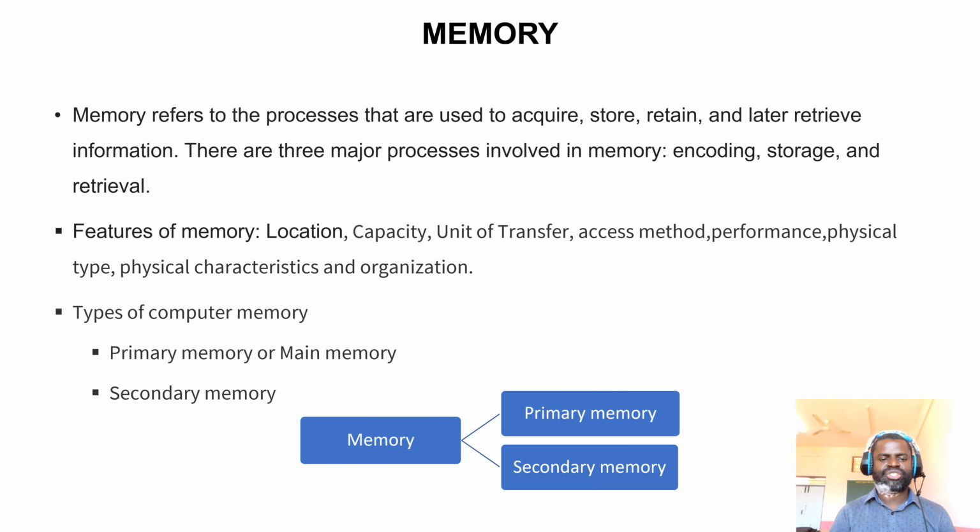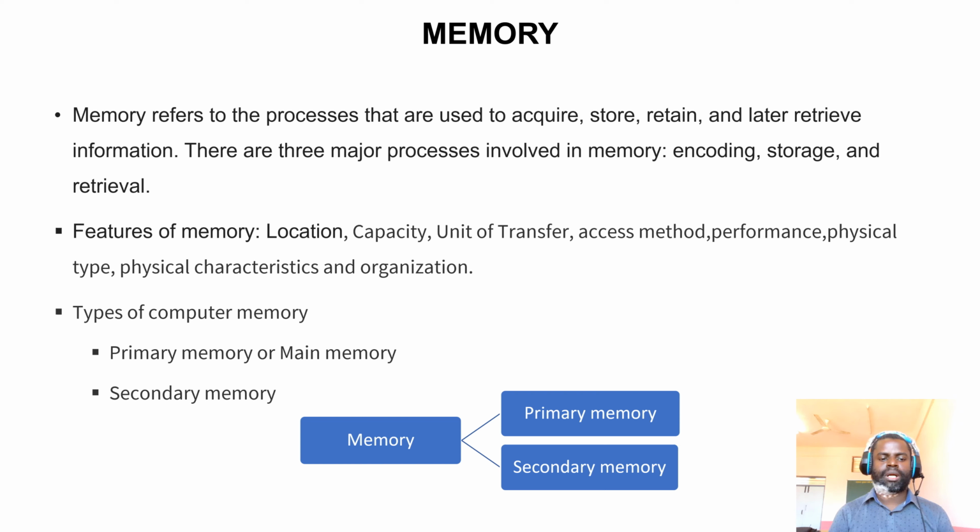Memory is generally used to store data. The data can be programs or any other data. Data could be images, audios, videos, charts, anything. The features of memory: location, capacity, unit of transfer, access method, performance, physical type, physical characteristics, and organization. So when we say memory, these are the features of memory.